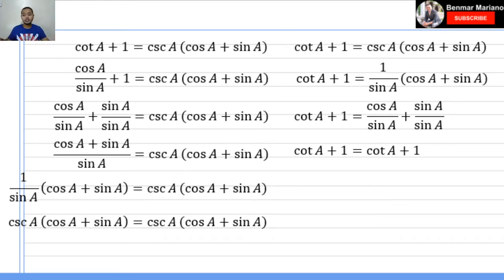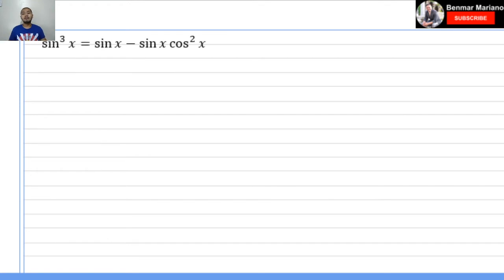Let's proceed to the second example. So we have here sine cube x is equal to sine x minus sine x cosine squared x. So as you can see here, the one on the right side is more complicated compared to the one on the left side, which is sine cube x only. So in this case, we don't need to express this in terms of sine and cosine because it's already expressed in that manner. So what I am going to do here is to factor out sine x.